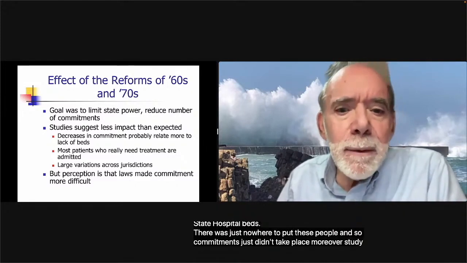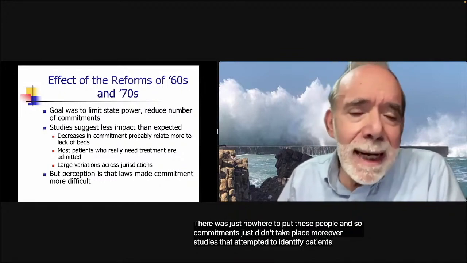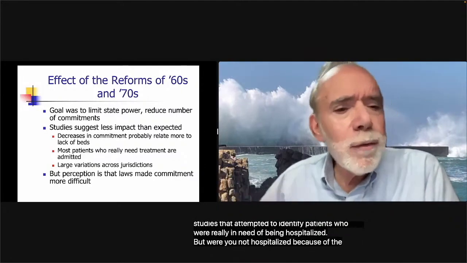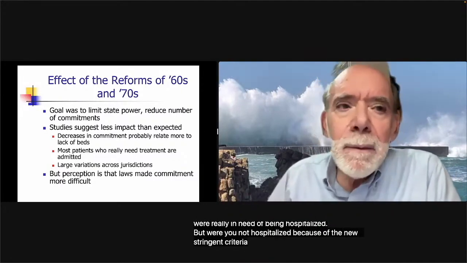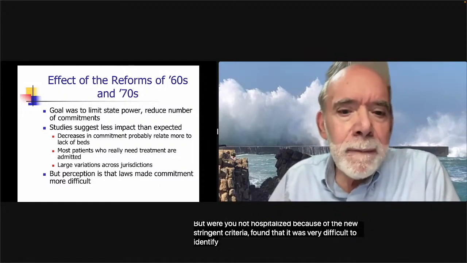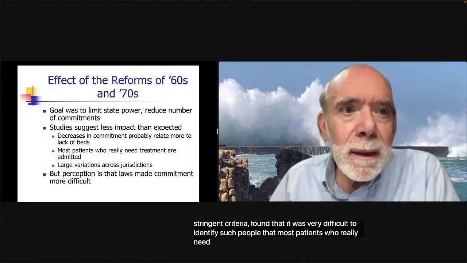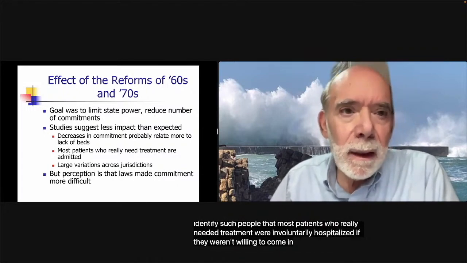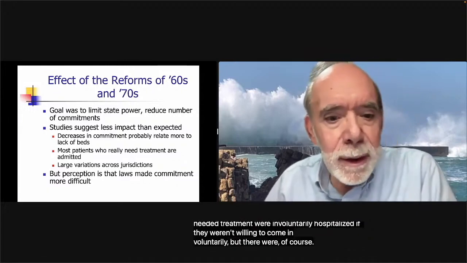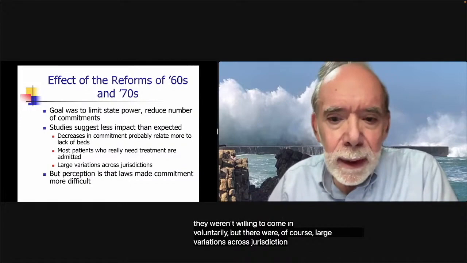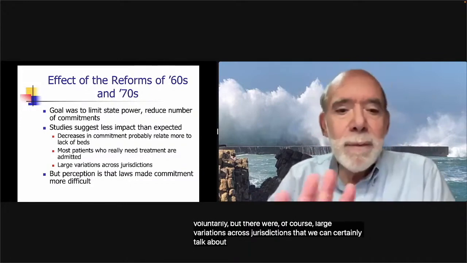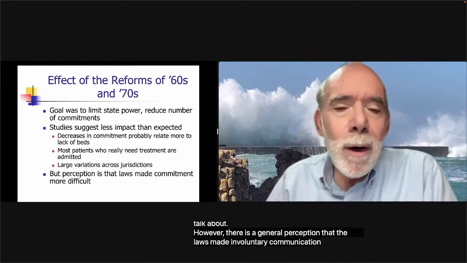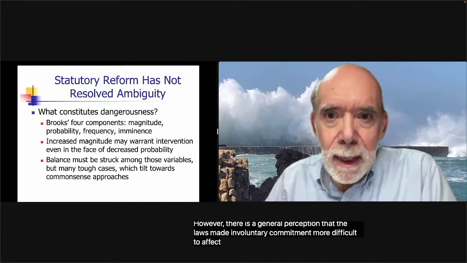Moreover, studies that attempted to identify patients who were really in need of being hospitalized, but were not hospitalized because of the new stringent criteria, found that it was very difficult to identify such people, that most patients who really needed treatment were involuntarily hospitalized if they weren't willing to come in voluntarily. But there were, of course, large variations across jurisdictions that we can certainly talk about. However, there is a general perception that the laws made involuntary commitment more difficult to effect.